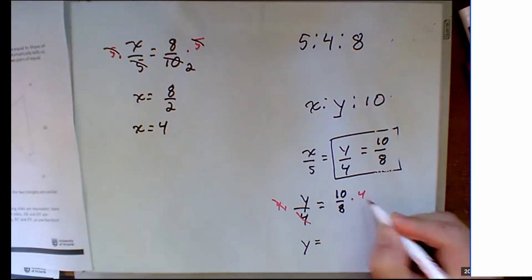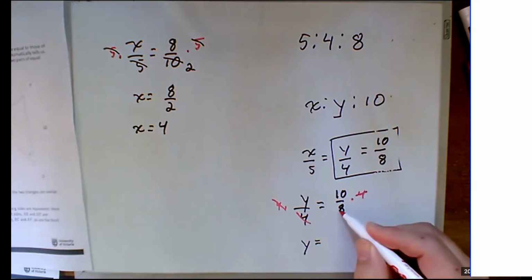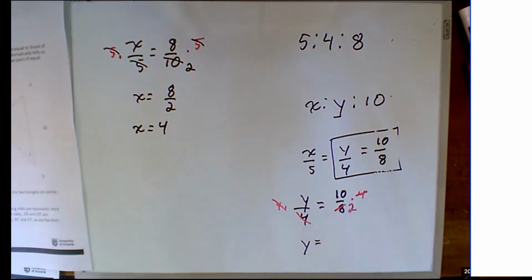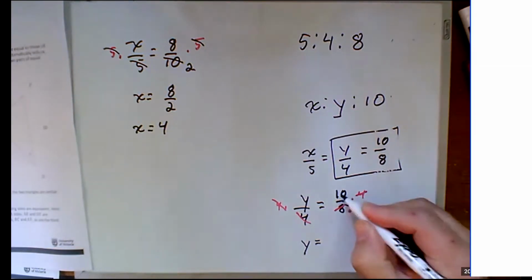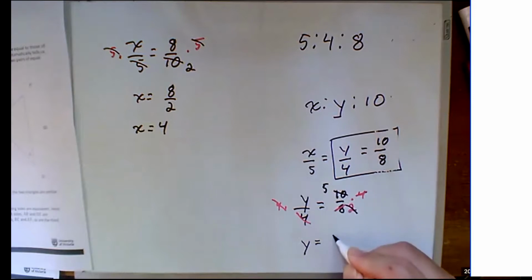And that multiplies by 4. 4 goes into 8 twice, so that's fine like that. And then 2 can go into 10 5 times. So y would simply equal 5. Let's flip this one around and do the same thing again.